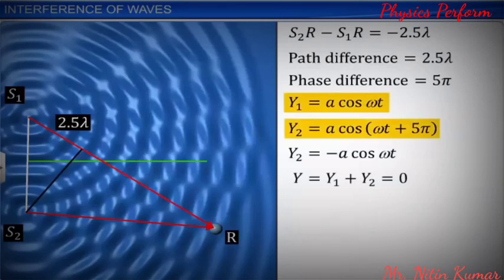Hence, the intensity at R is 0. The two waves are said to interfere destructively, and this is known as destructive interference.